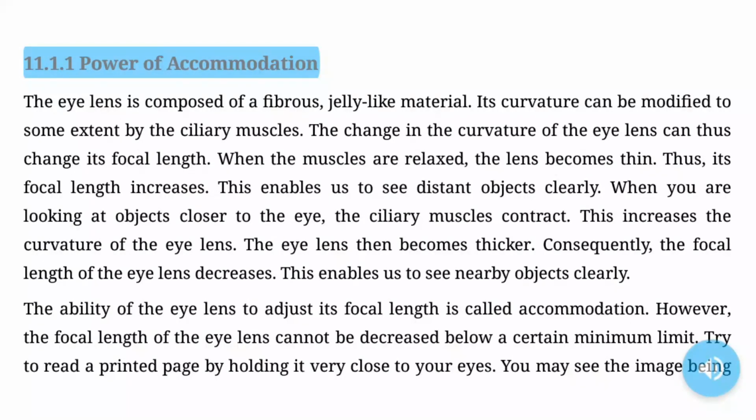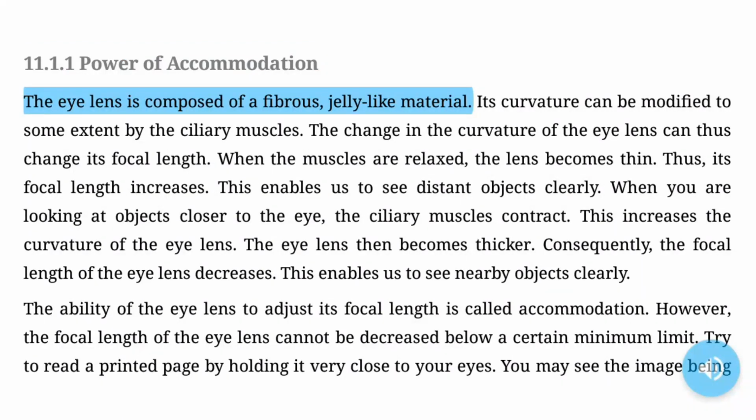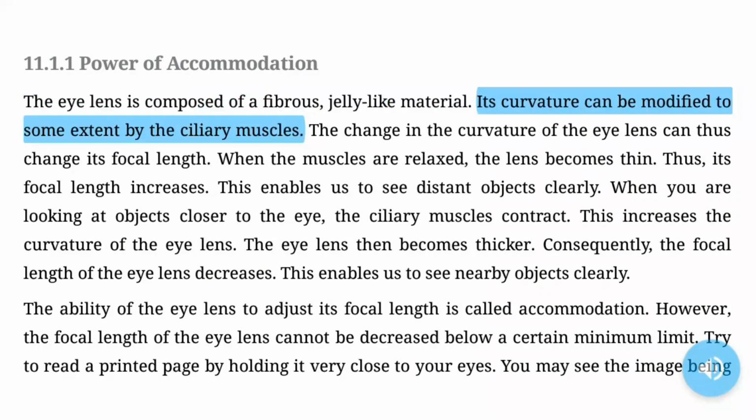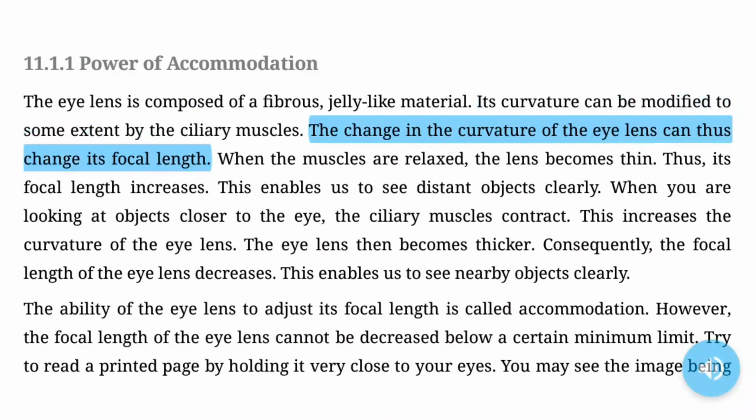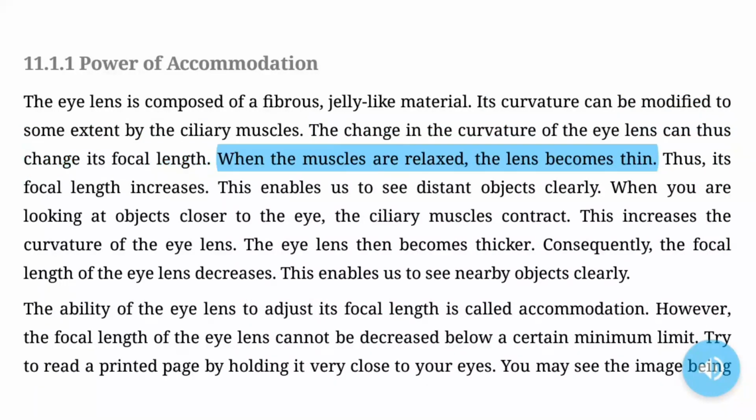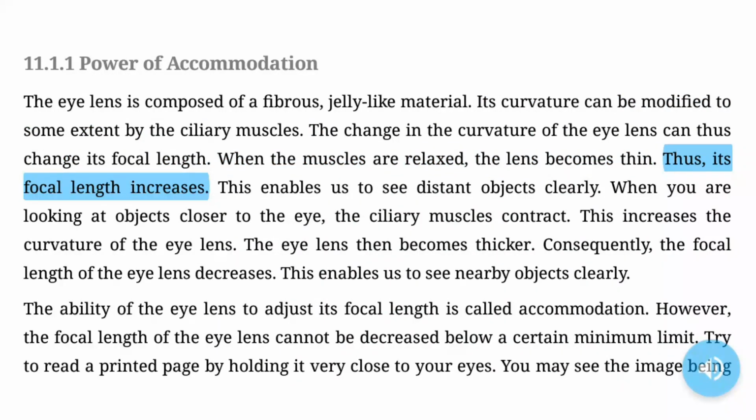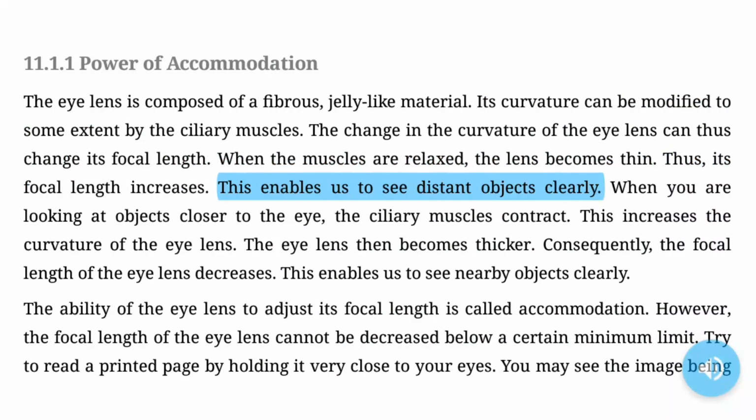11.1.1 Power of accommodation. The eye lens is composed of a fibrous, jelly-like material. Its curvature can be modified to some extent by the ciliary muscles. The change in the curvature of the eye lens can thus change its focal length. When the muscles are relaxed, the lens becomes thin. Thus, its focal length increases. This enables us to see distant objects clearly.